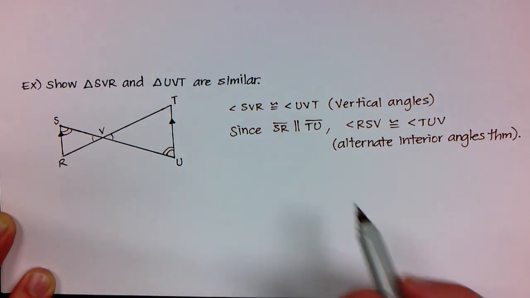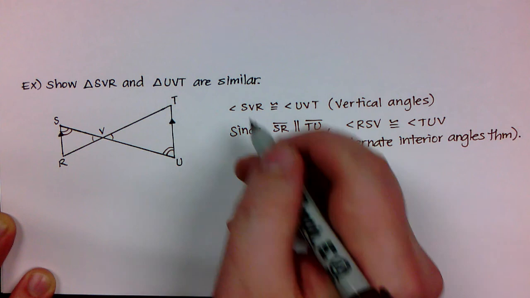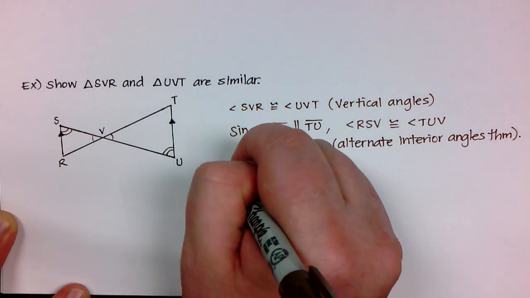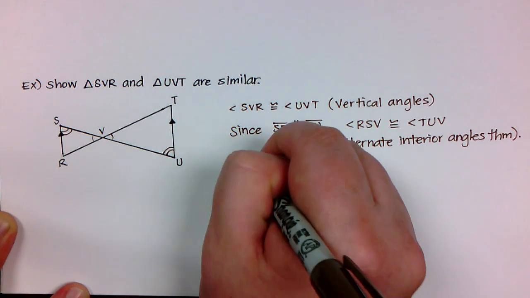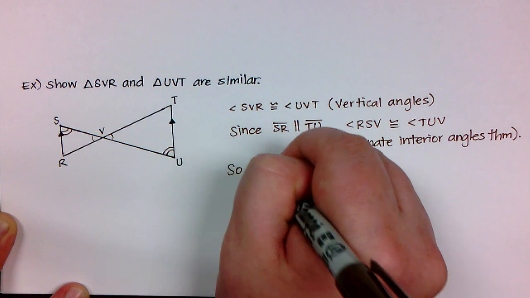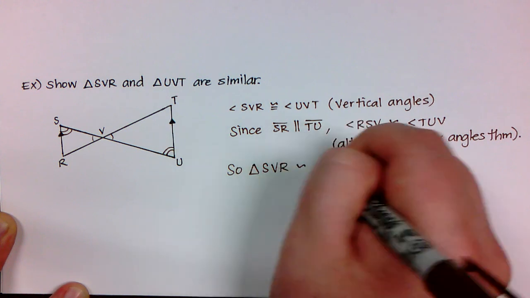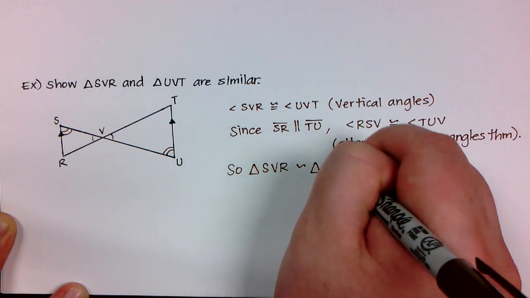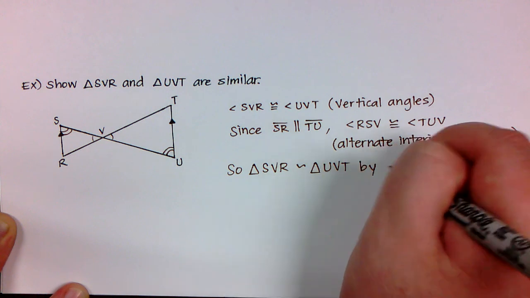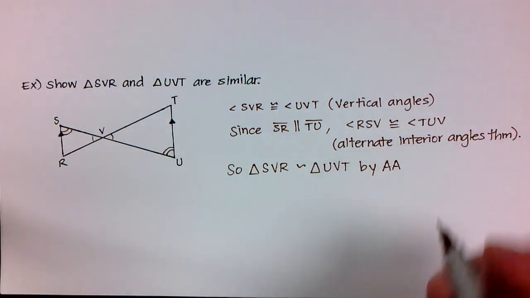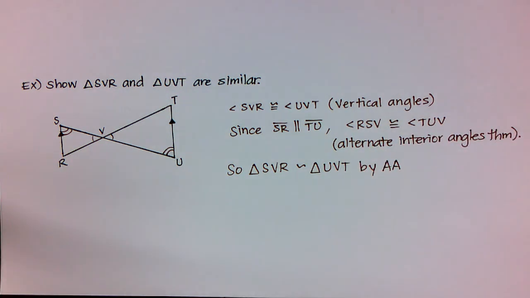Okay, so I have two angles that I've proved are congruent to two angles in the other triangle. So I'm just going to state that in the end. Triangle SVR is similar to triangle UVT by the angle-angle similarity postulate. So this is all that we're going to cover. I hope it was pretty clear and that you're ready to get to work when you come to class.